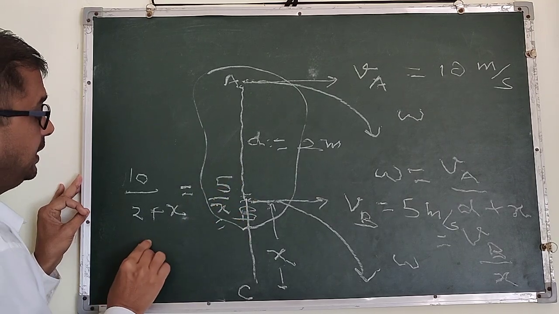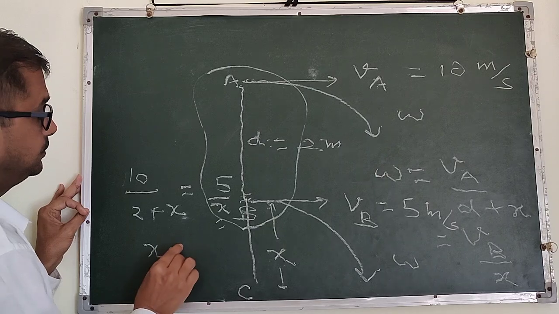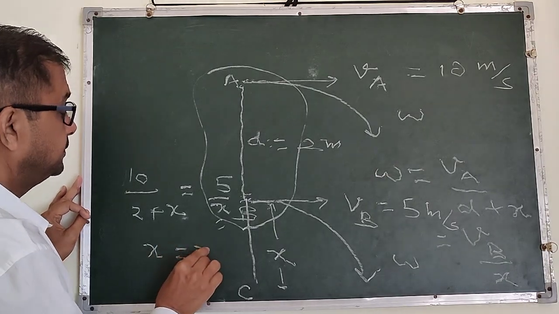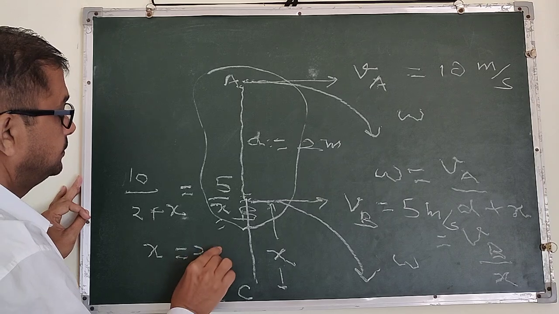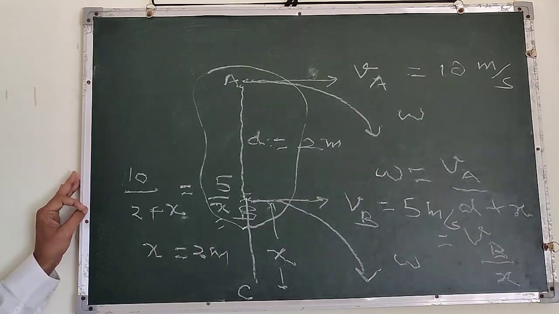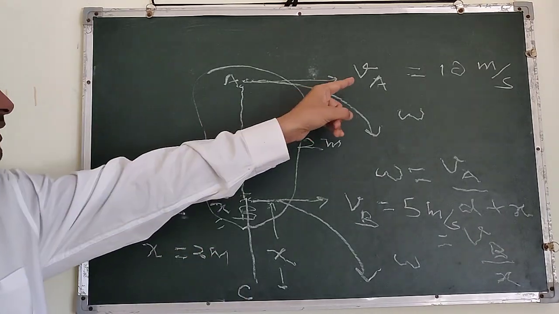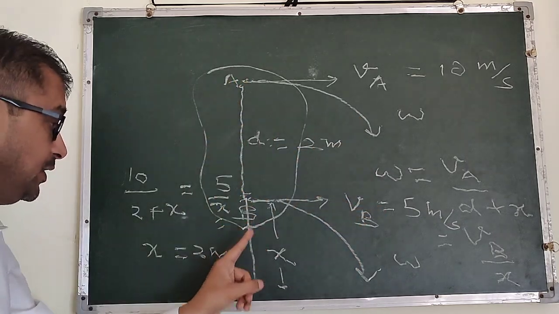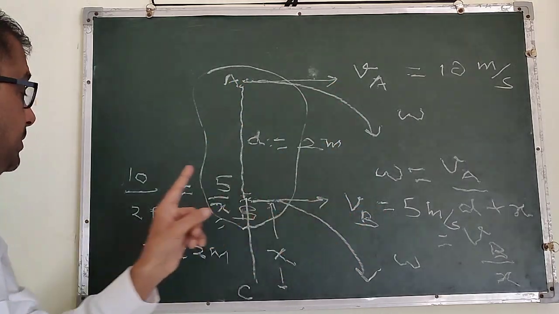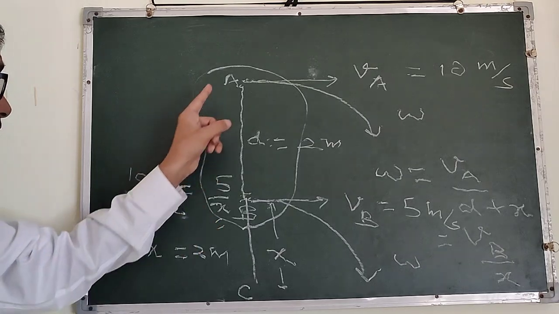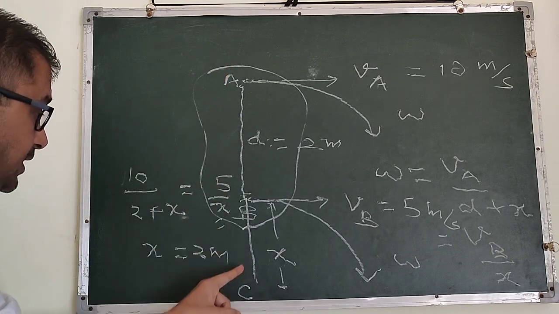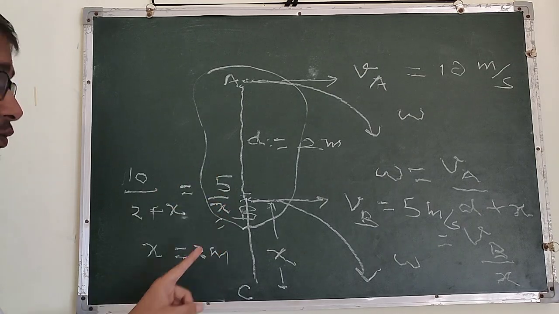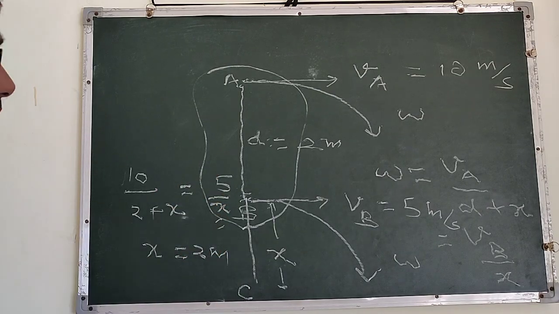Therefore, on solving, x is equal to 2 meter. We see this ratio: 10, this is 5, and this is 2, then this will also be 2, because VA upon VB is equal to R1 upon R2. We get 2 meters. Simple question.